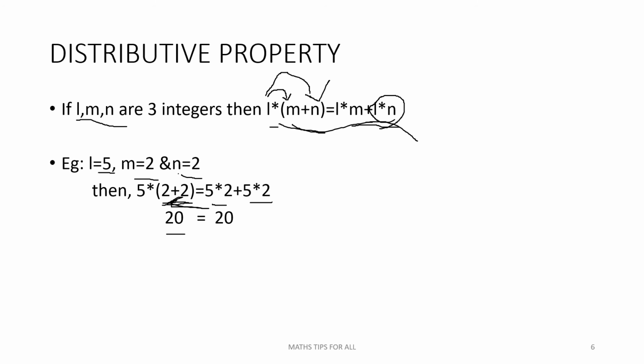Even the same thing over here. Here there are no braces. So according to the DMAS rule, we always have to perform the multiplication first. Multiplication has a greater preference, and later comes the addition. I think you know that DMAS rule.